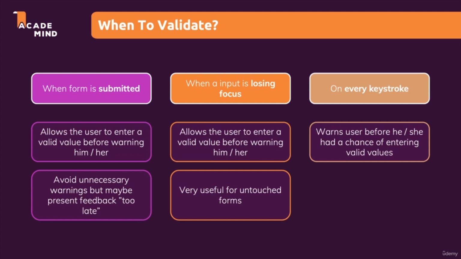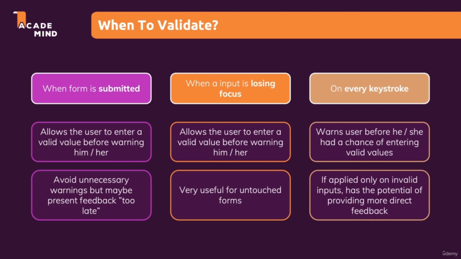If, on the other hand, we combine this with the other methods somehow, and we only validate on keystroke if the input was invalid before, then we can provide direct feedback and therefore tell the user once the input is valid. And if this is all a little abstract, that's no problem. We're now going to explore these different approaches in great detail in this module, and we're going to see how things behave and how we can fine-tune this to come up with the best possible solution.